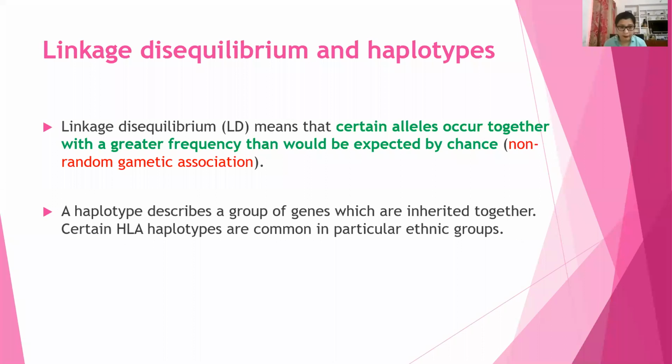Now what is a haplotype? A haplotype describes a group of genes which are inherited together. Certain HLA haplotypes are common in particular ethnic groups. Okay, so it is also important to understand that certain haplotypes are sometimes found more in some races. So if we have to search for a MUD donor and we find a haplotype which is common in that race, then we know we will easily find a donor. But if it has some rare haplotype, then we will have some difficulty.